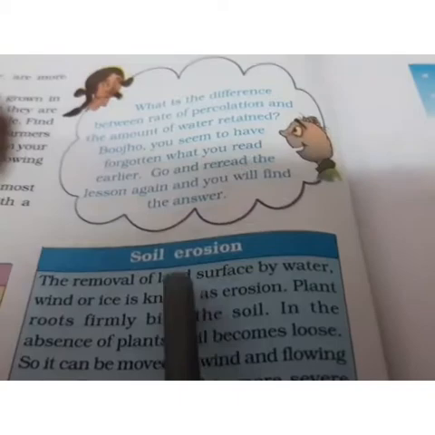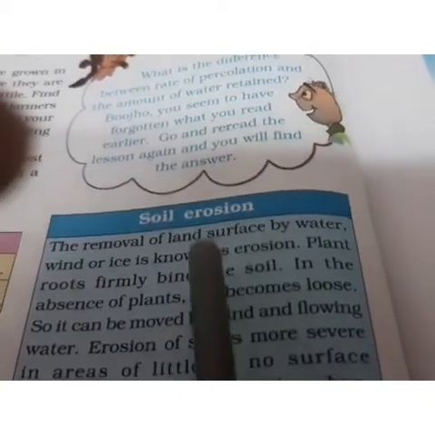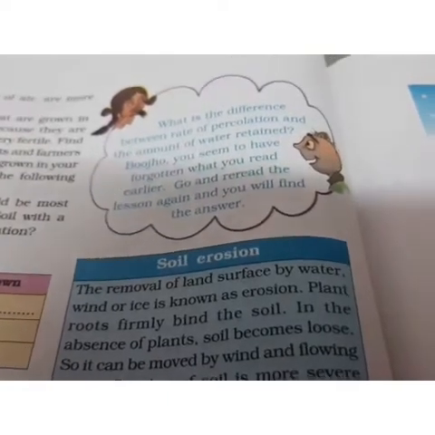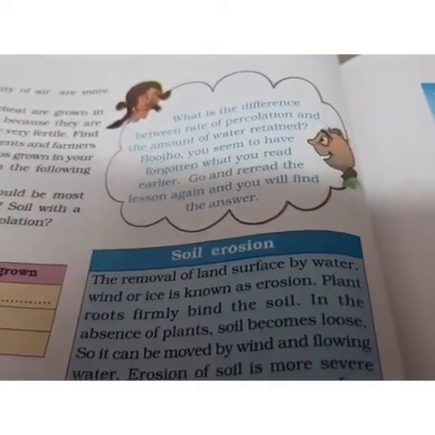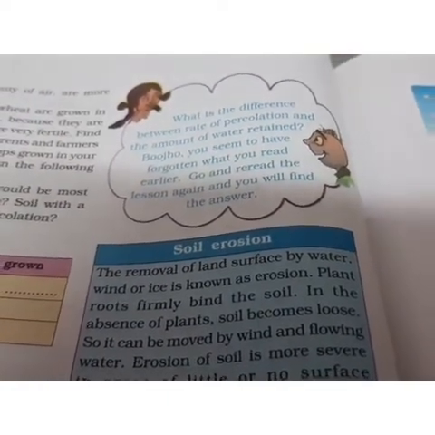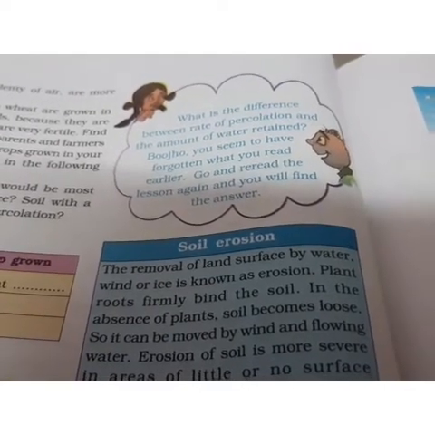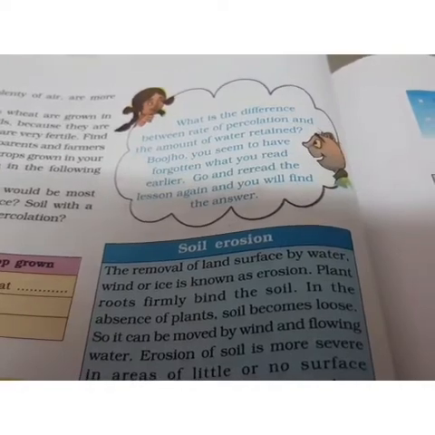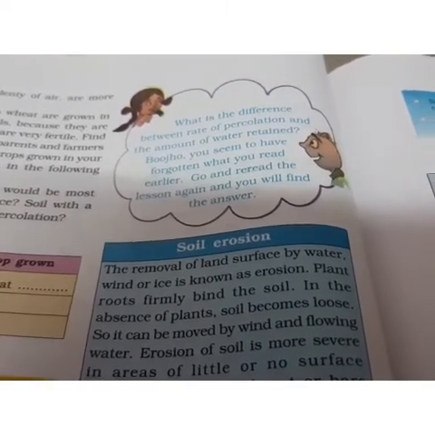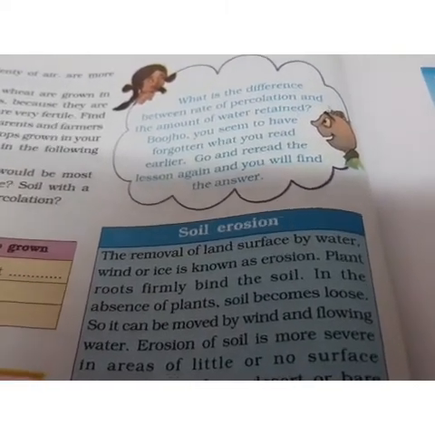Now, the next topic is soil erosion. What is the meaning of soil erosion? Soil erosion means the removal of the top layer of soil by wind, water, or any other reason, or because of deforestation, the cutting down of trees. The top layer of the soil is washed away. So that is called soil erosion.